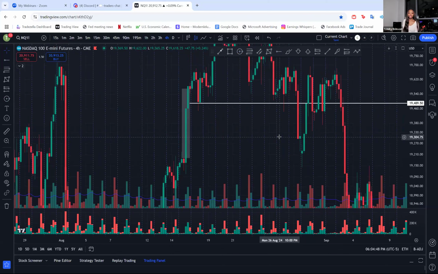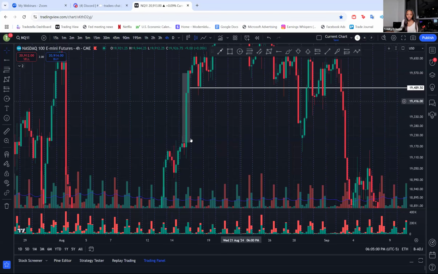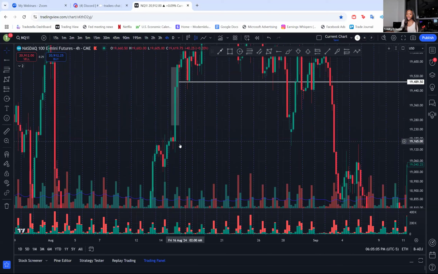So as a scalper, you would wonder, how would I use this as a scalper? And then you'd also wonder, well, if I'm not a scalper, can I also still use this? So we're going to go through 2 examples, or 2 different ways you could use this level depending on your trading style.